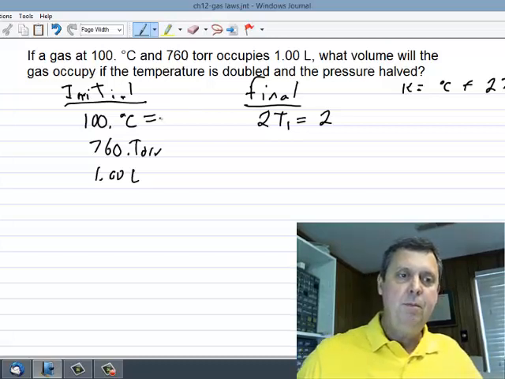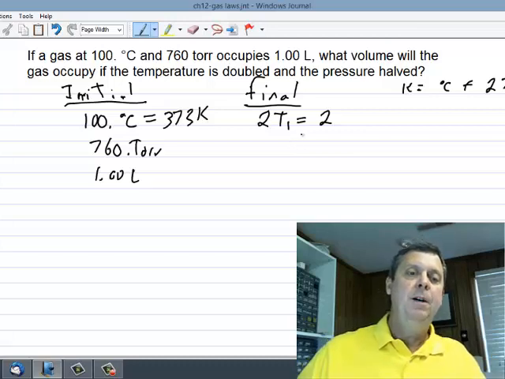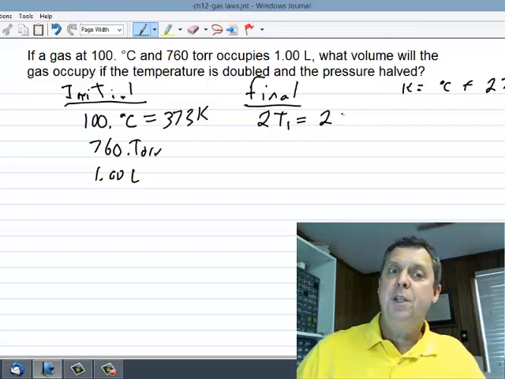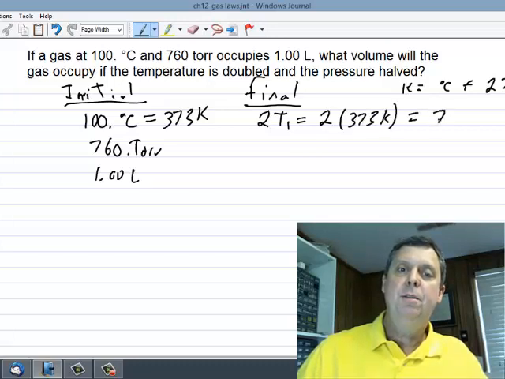So here, I'll just give you the answer. 100 degrees centigrade is going to be 373 Kelvin. And you can work that out for yourself for practice to make sure. And therefore, 2 times T1 needs to be 2 times our absolute temperature, or 2 times 373 Kelvin, which of course gives us 746 Kelvin.